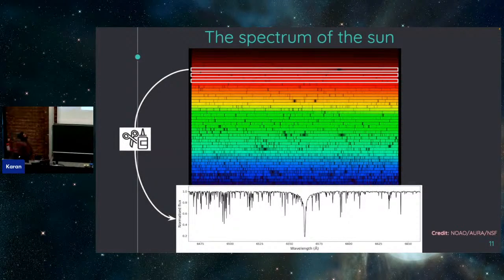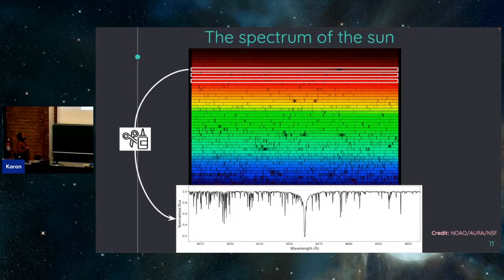Now, over here, what you see is the spectrum of the sun. The official title of this image is called the barcode of the sun, which I think is quite appropriate because it looks like a colorful barcode. Now, why do we not see a continuous rainbow? Why do we not see a continuum here? Why do we see certain bands?